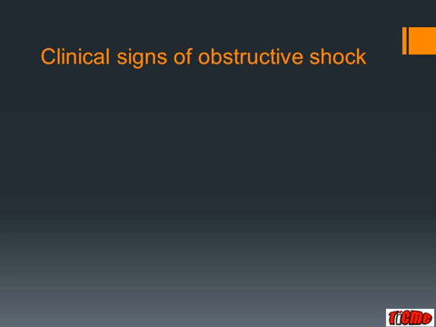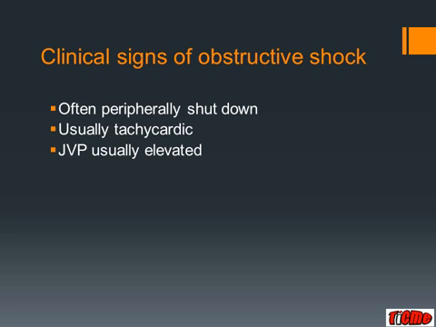So what are the clinical signs of obstructive shock? Well, this is a bit of a mix of hypovolemia to some extent and cardiogenic. So you often get a peripherally shut down cold patient. They're usually tachycardic because the left heart's trying to work as hard as it can to overcome the lack of preload. But the JVP is often elevated because if that blood's not flowing back through the right hand side of the heart, it has to back up somewhere.